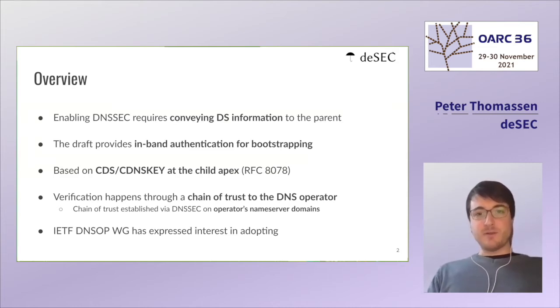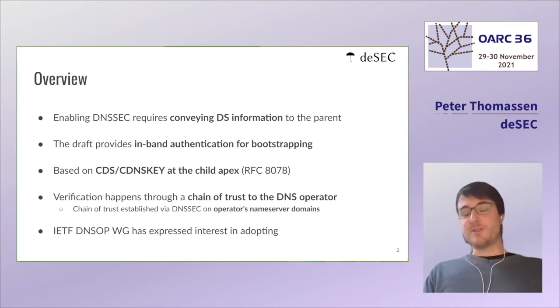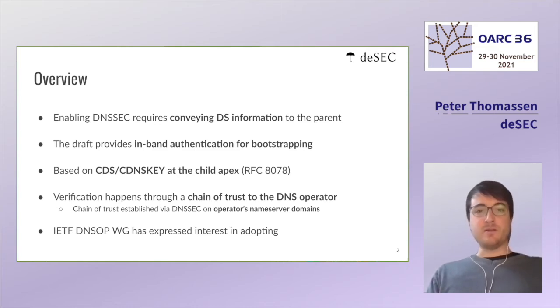If you enable DNSSEC for a delegation, you have to convey your DS records to the parent, and it's usually not very clear how to do that. There are various ways of doing it, often involving the registrant, and that we think is one reason for the low deployment rate of DNSSEC, which is around 5–6% on the DS securing side. So the draft provides in-band authentication for bootstrapping a secure delegation, to publish a DS record for the first time. If you have that authentication, you can automate the whole process and hopefully increase the prevalence of DNSSEC delegations. The proposal is based on CDS and CDNSKEY records at the child apex.